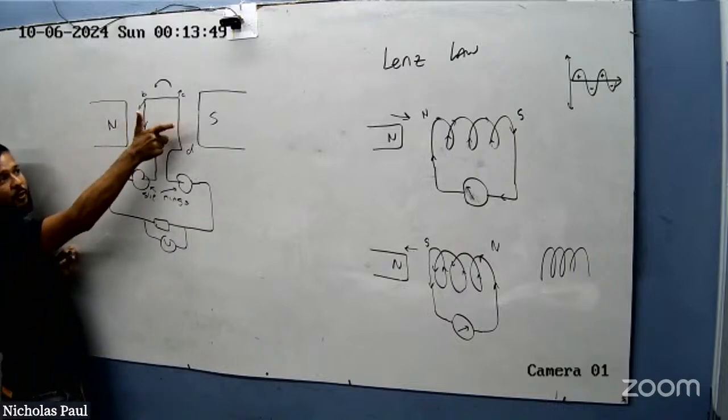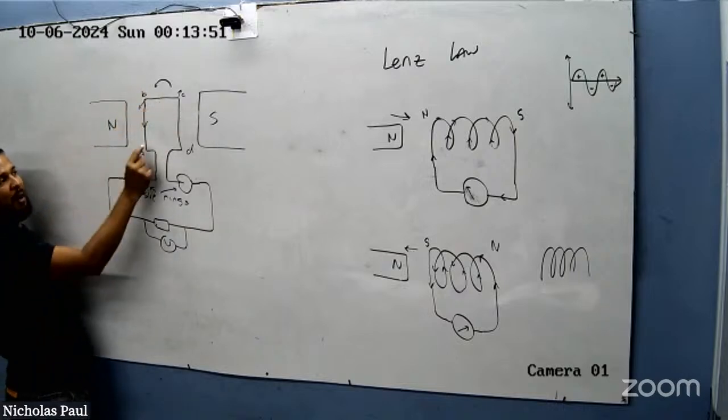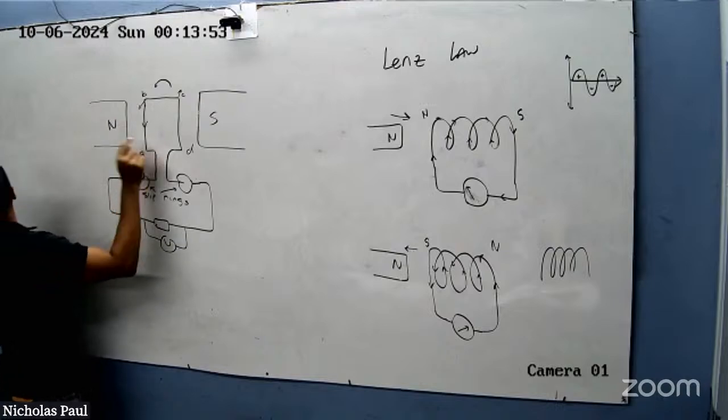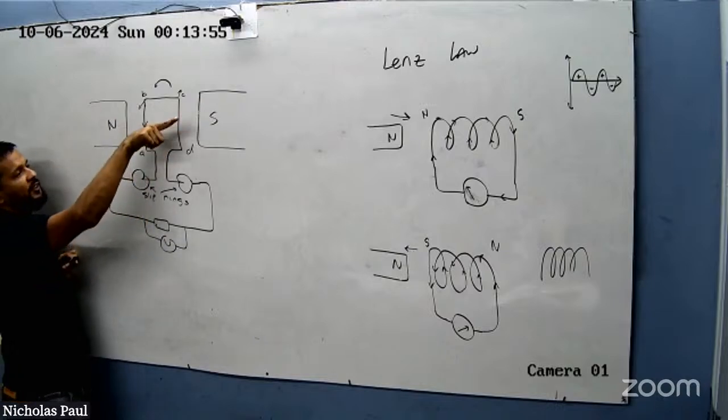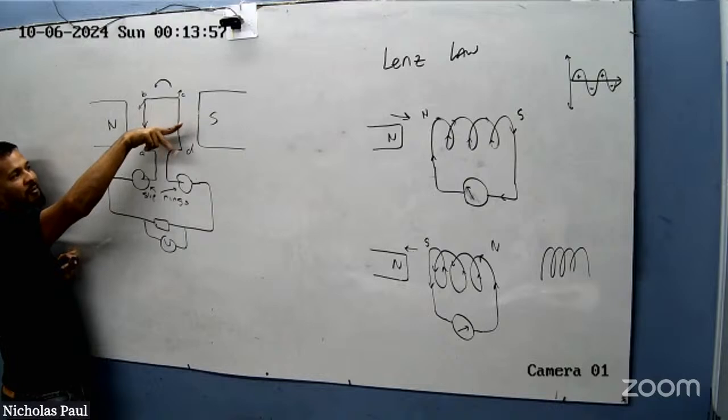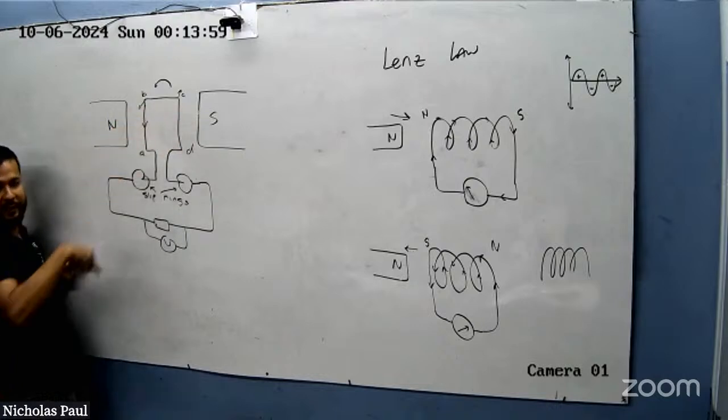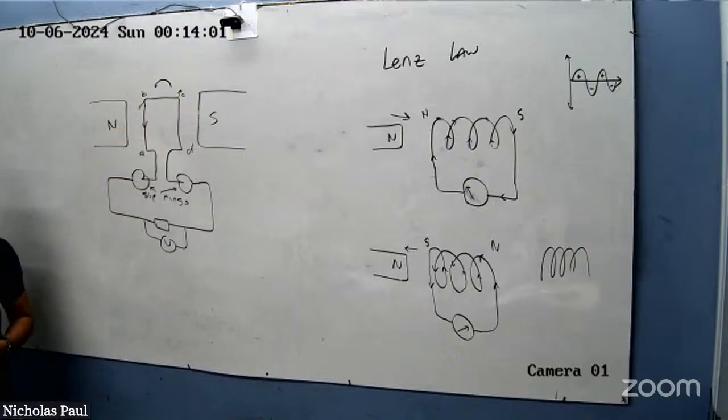Magnetic field, north to south, force. Remember the force on this side is downwards, right? So the force is downwards, therefore the current is going B to E. You okay with that? You sure?